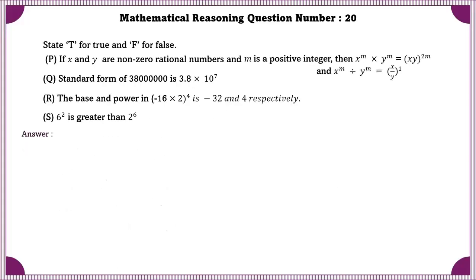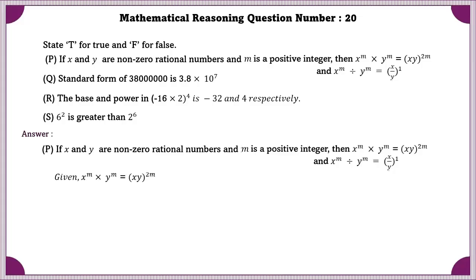Mathematical reasoning question number 20. State T for true and F for false. If x and y are non-zero rational numbers and m is a positive integer, then P: x to the power m into y to the power m is equal to xy to the power 2m. And x to the power m divided by y to the power m is equal to x by y to the power 1. Given x to the power m into y to the power m is equal to xy to the power 2m. The correct form is xy to the power m, not 2m. So the given expression is wrong.